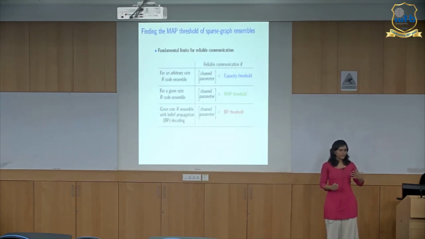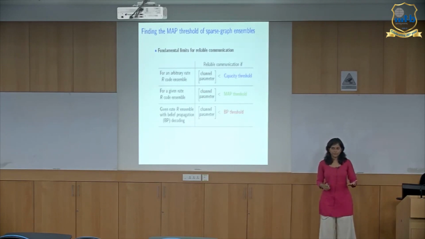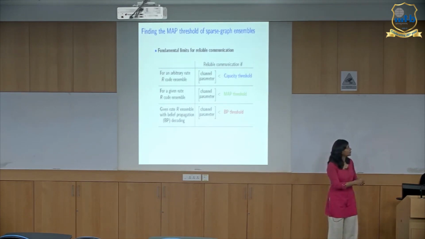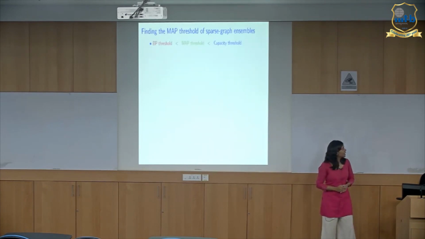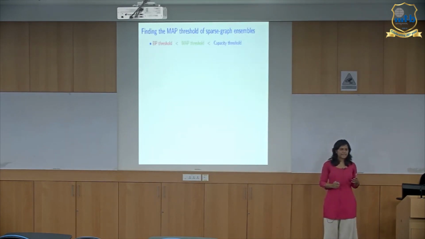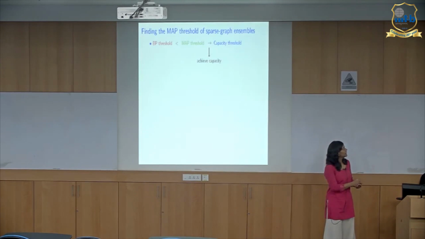Now, if we are only allowed to do BP decoding, then the threshold that I can achieve with BP decoding is called the BP threshold, and reliable communication with BP decoding is possible if my channel parameter is strictly less than the BP threshold. As I mentioned in the last slide, the BP threshold is strictly less than the MAP threshold, which is of course less than the capacity threshold. Now, if I want to design a capacity achieving code, then its MAP threshold should approach the capacity threshold.